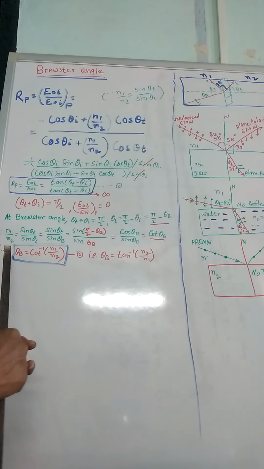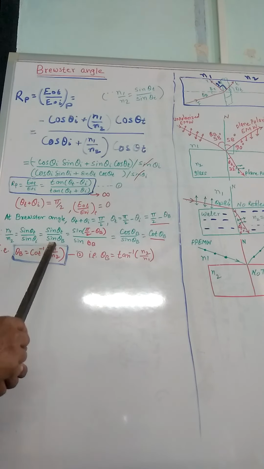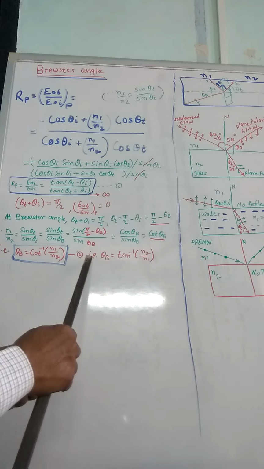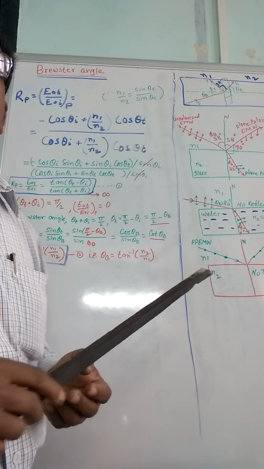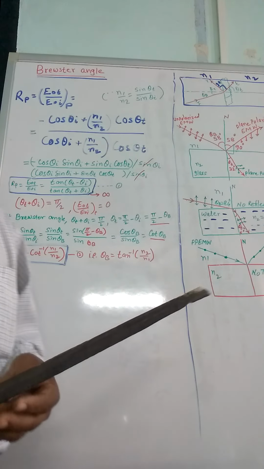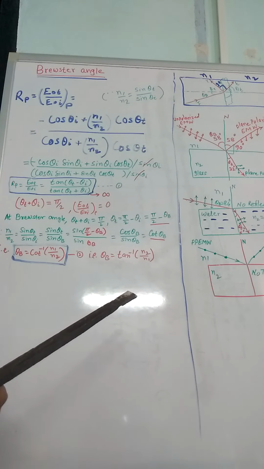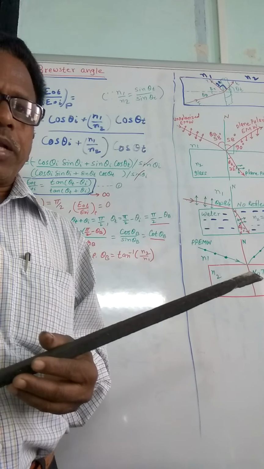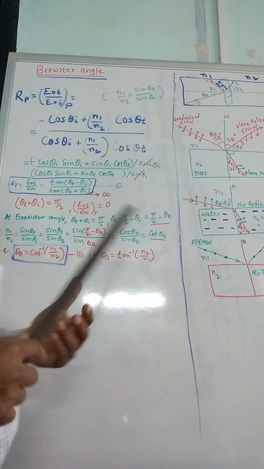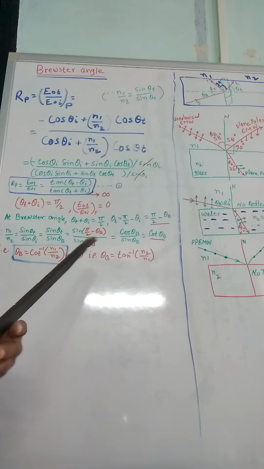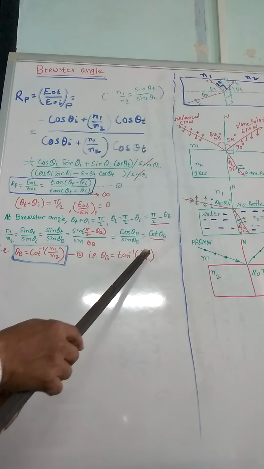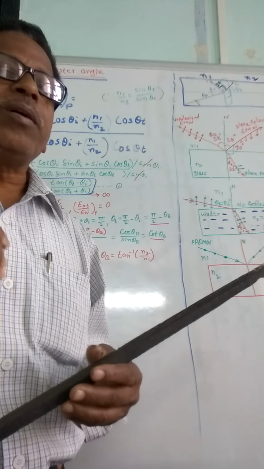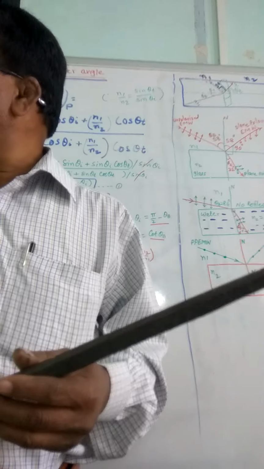That is, you can write theta_B equal to cot inverse of n1 by n2. You can label this as equation 2, or this can also be written as theta_B equal to tan inverse of n1 by n2. So this shows that the Brewster angle can be used to determine the ratio of the refractive indices, or to find out one of the refractive indices of this media.